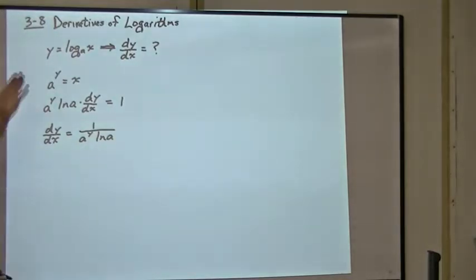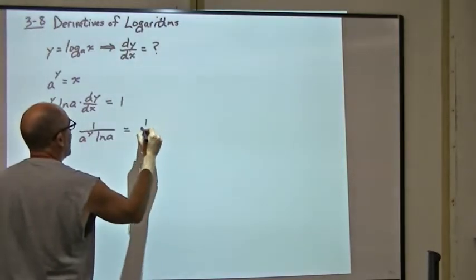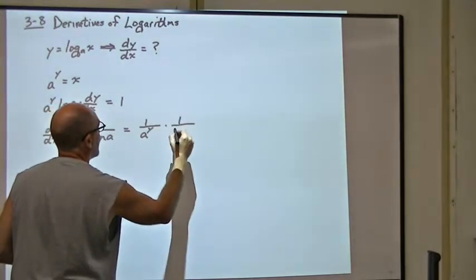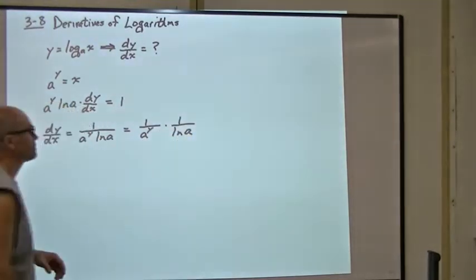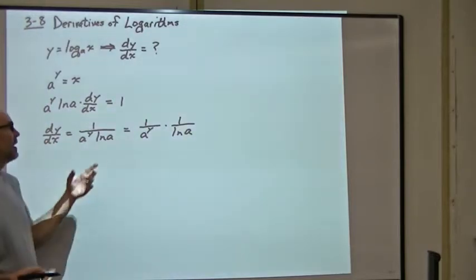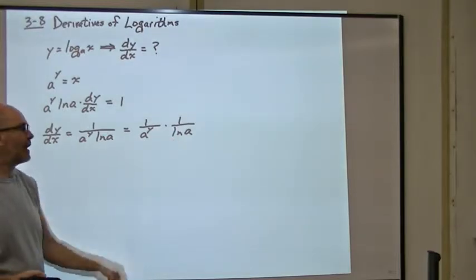Now, another way we could say this is, it's just 1 over a to the y times 1 over natural log a. Because basically, if we take the derivative of a to the x, we get a to the x natural log a. If we take the derivative of the inverse of that, then instead of multiplying by natural log a, we're going to be dividing by natural log of a.